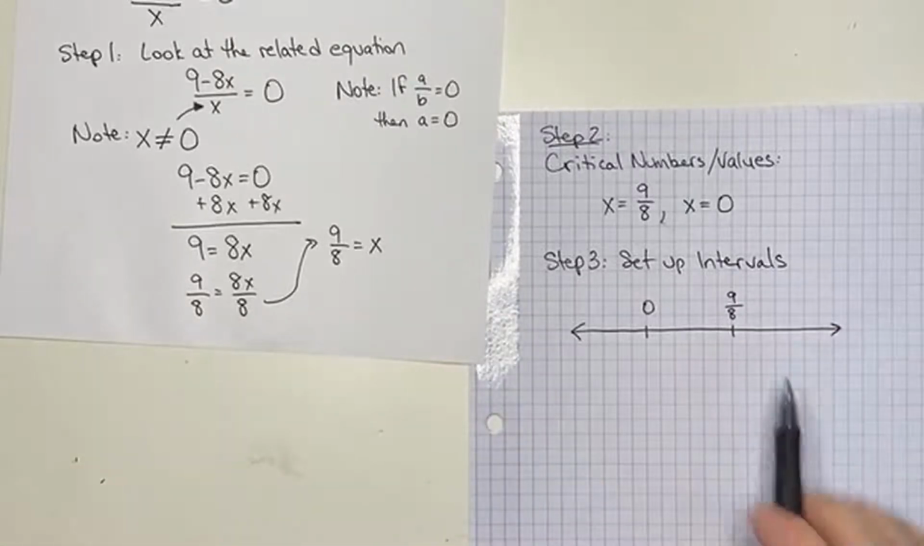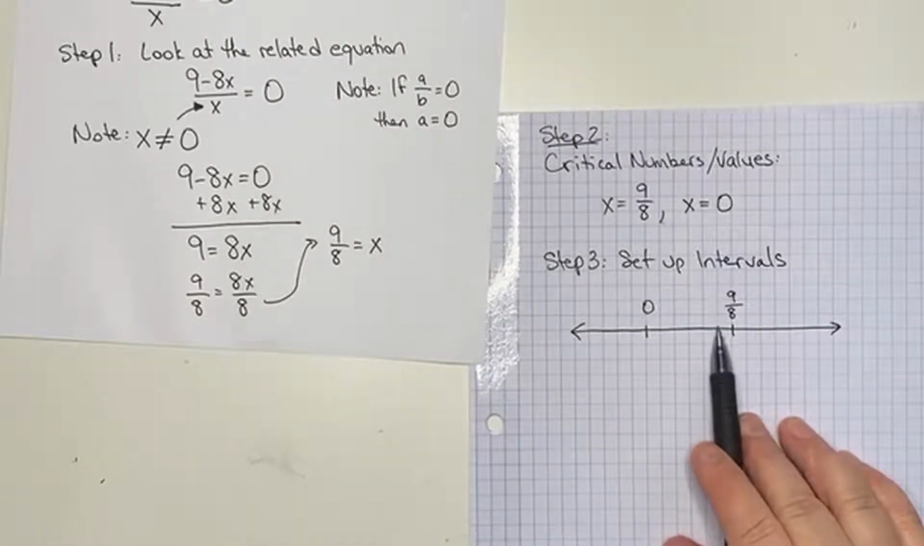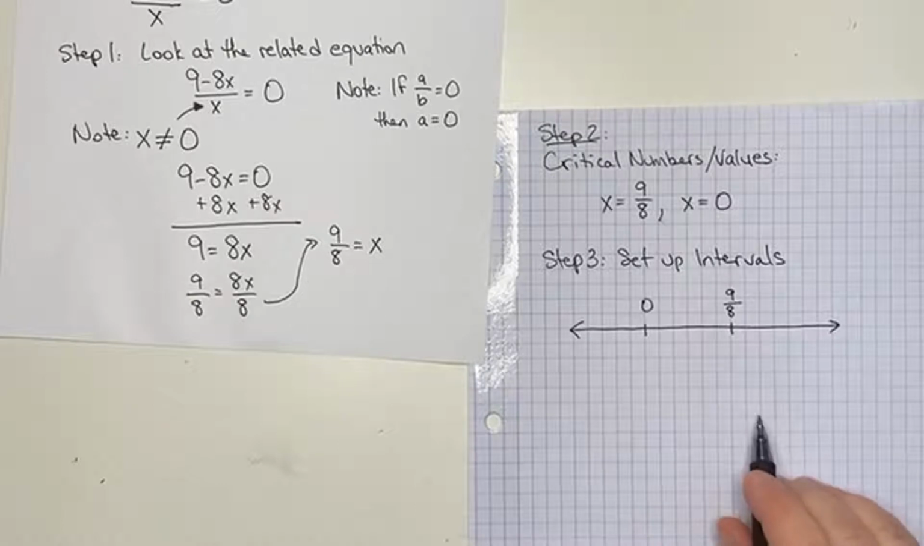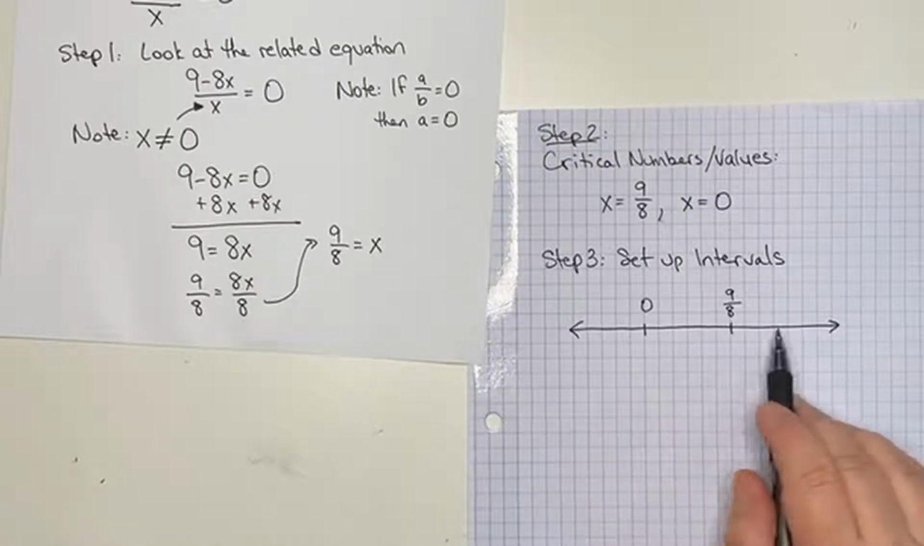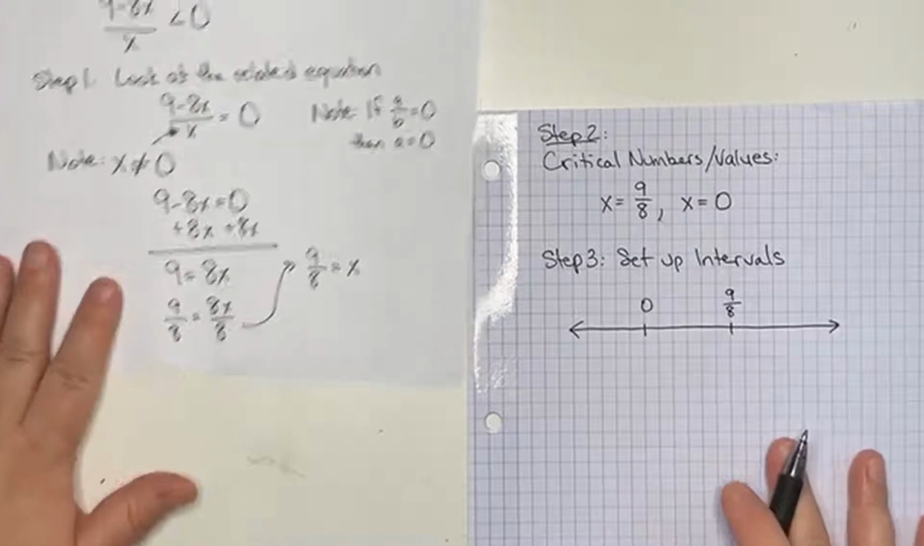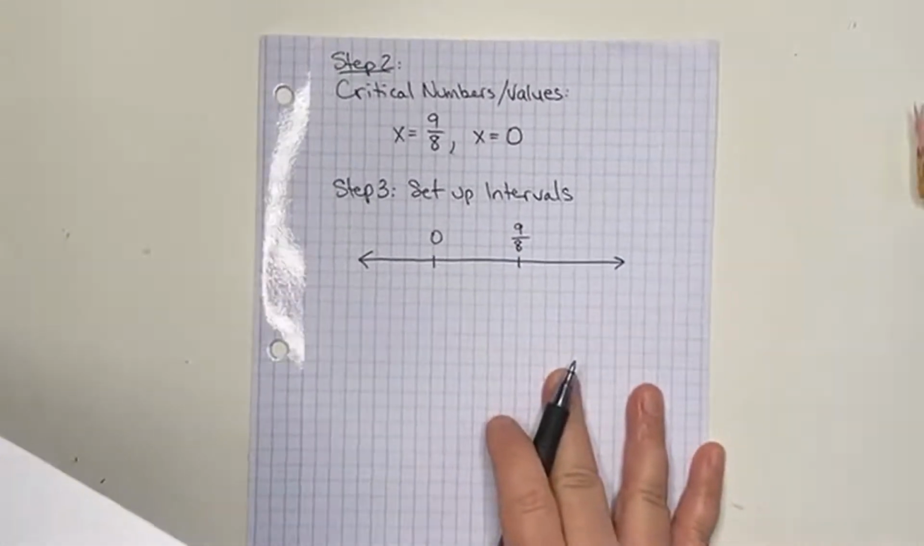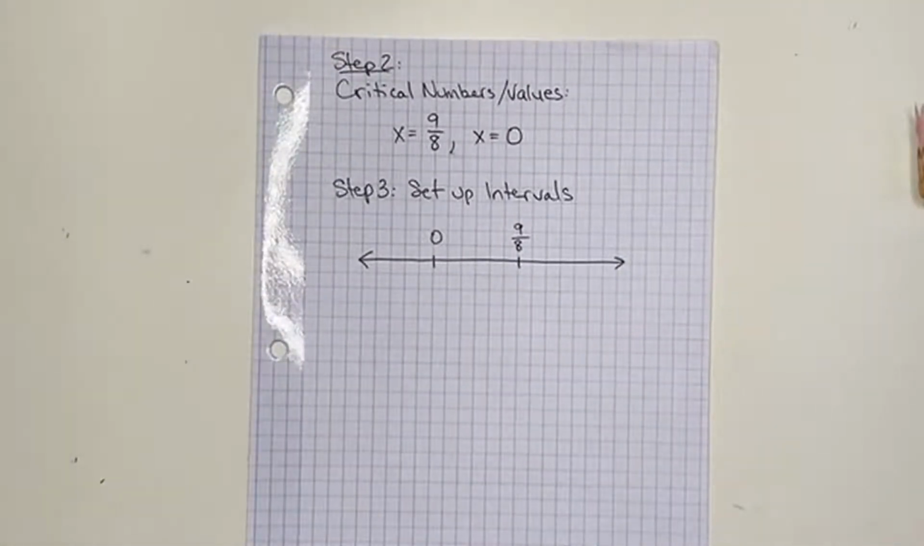Nine-eighths is just a little bit over 1. So 1 would be somewhere in here. I'm going to look at values from each of these. Now, for this, you've got a couple of options for how you note this.